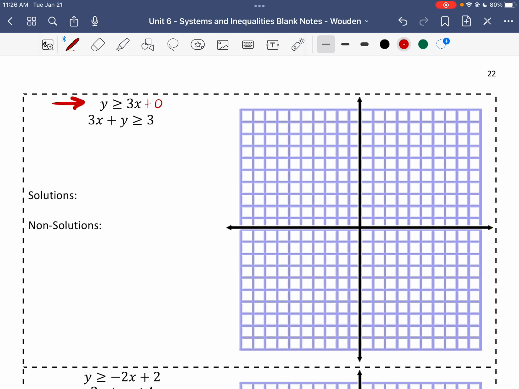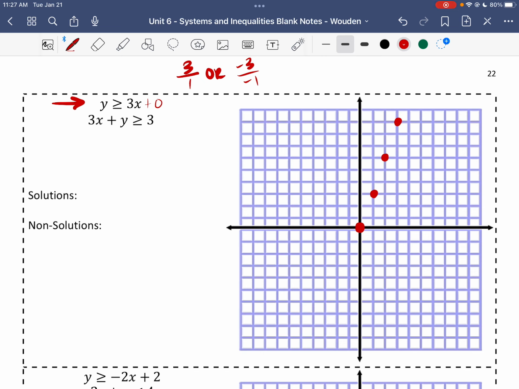3x plus 0. So what I'm going to do is go to 0 on my y-axis and put a point. My slope is 3, or 3 over 1. The inverse slope is negative 3 over negative 1. So I'm going to go from my y-intercept up 3, 1, 2, 3, to the right 1. Up 3, to the right 1. Up 3, to the right 1.